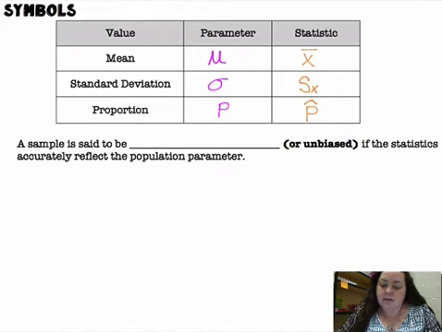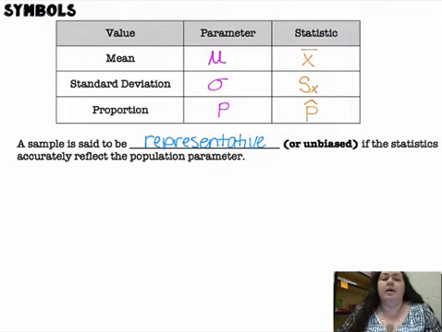A sample is said to be representative or unbiased if the statistic accurately reflects the population parameter.